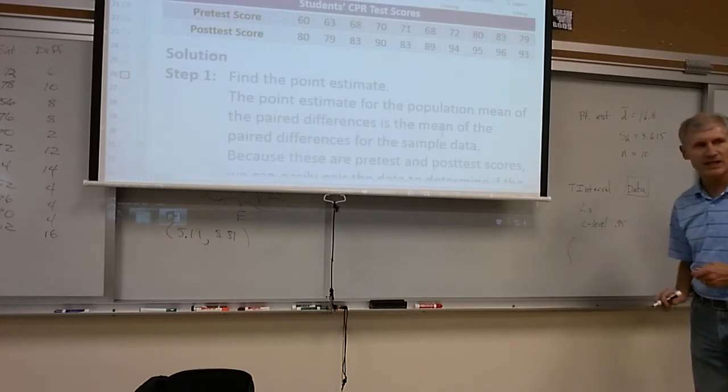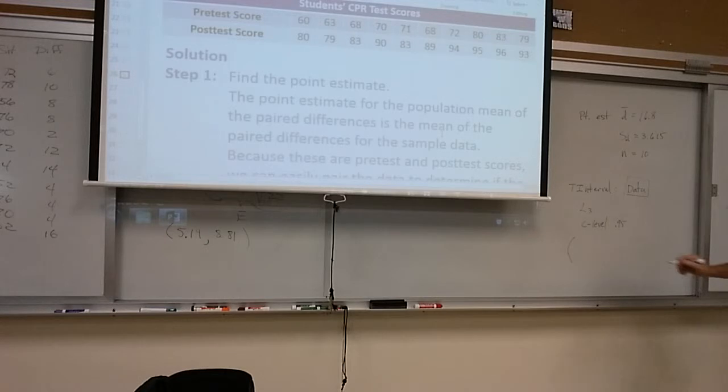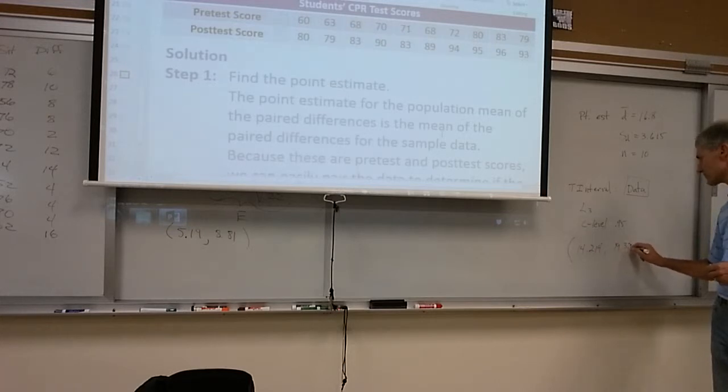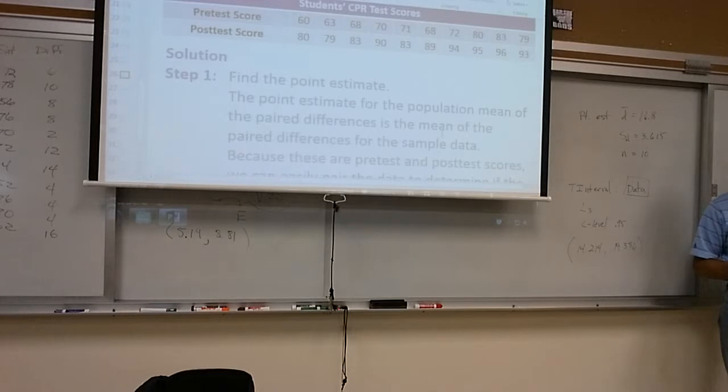And what interval do you get? 14.214 and 19.386. Okay? But you're not done. Because you have to interpret that. What does that mean? We are 95% confident that the difference mean is between those two numbers. Good.